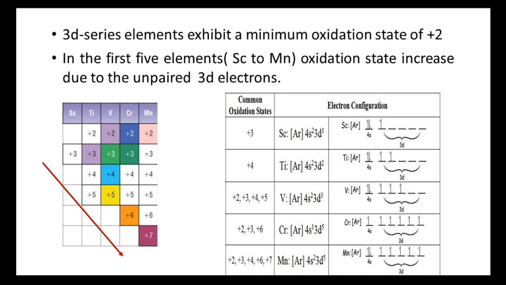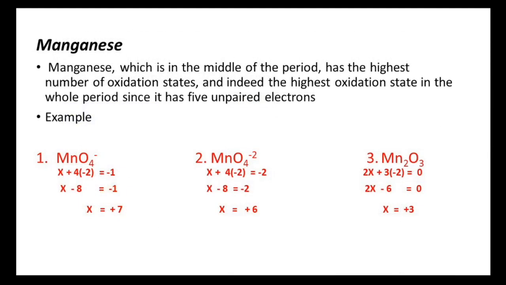So same for the manganese, there are 5 unpaired electrons in the d orbital which take part in the bond formation. So I'll take the manganese. How to calculate the oxidation number? I want to calculate the oxidation number of manganese. In case of MnO4 minus, take the oxidation state of manganese as X.